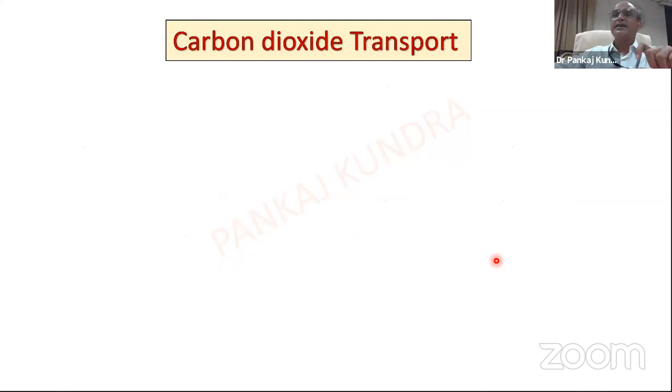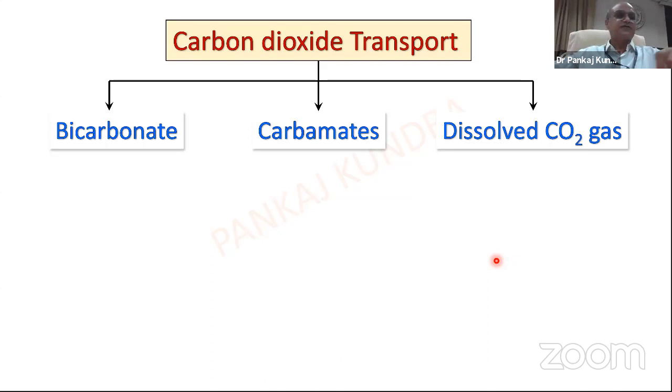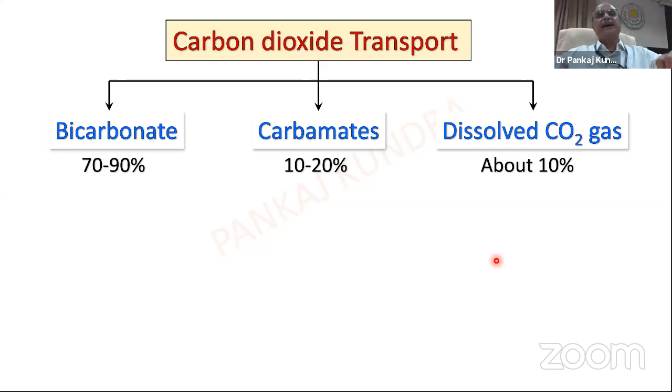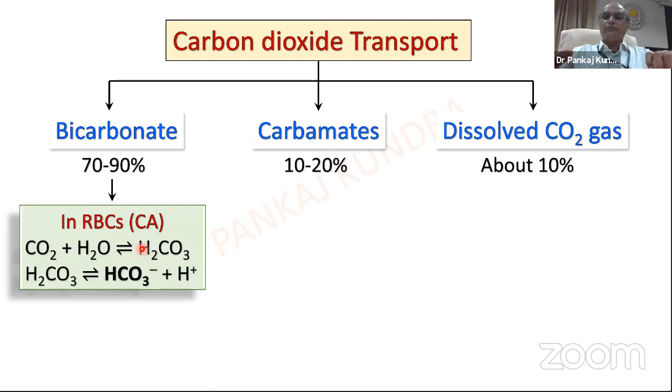Now, how does this carbon dioxide transport occur? There are three mechanisms which are involved: the bicarbonates, the carbamates, and the dissolved carbon dioxide. The majority of the CO2 transport occurs by bicarbonates. So this is what is combined with water. You have CO2 which will combine with water, form carbonic acid. It can be a spontaneous reaction or it can be a reaction which is aided by carbonic anhydrase. And this carbonic acid will dissociate to give you bicarbonate and H ions.